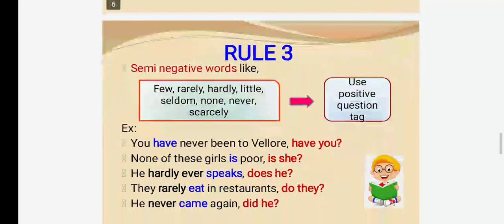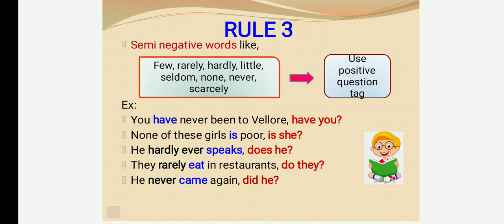The third thing is there is a negative word. See, we call it as semi-negative word. It represents the meaning, the word not. Few, rarely, hardly, little, seldom, none, never, scarcely. If you find this kind of sentence in a question tag, so you without any hesitation or any fear, without any doubt, you can write positive question tag.